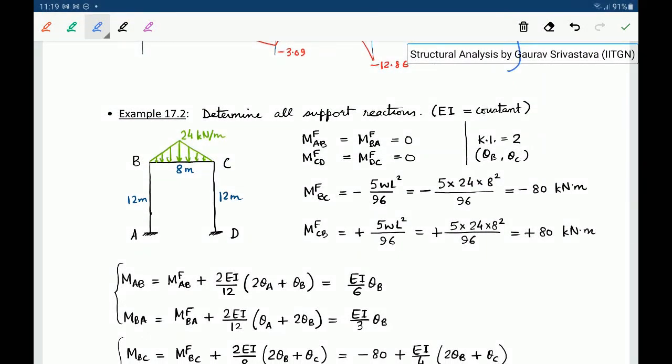Let's look at another example. So this time let's look at a frame. Let's say this is a frame which is given and we have to determine all the support reactions, and EI is again constant, right? So this A, B, C, D is a frame.